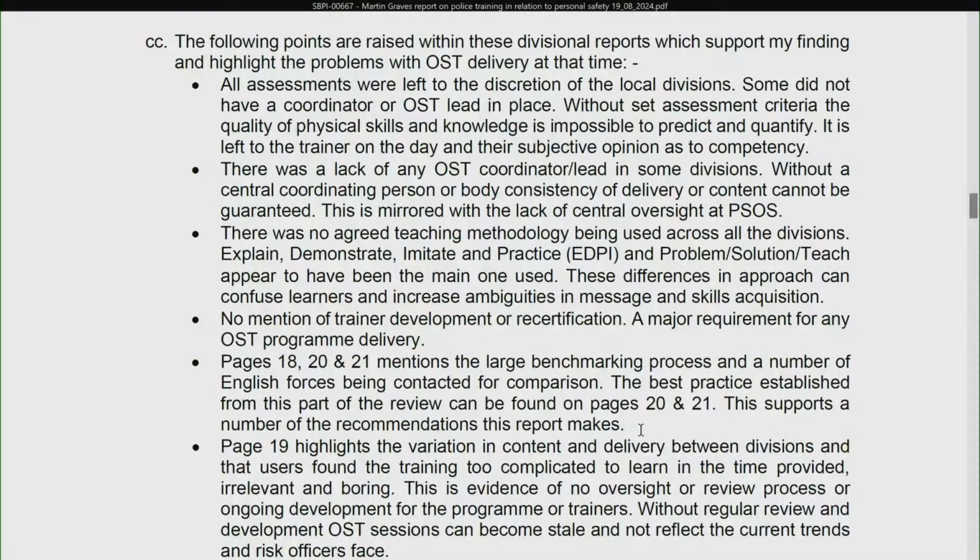And there are 9 bullet points listed on page 11, and I'd just briefly like to go through them to make sure we've covered absolutely everything that you summarise here. And you say the following points are raised within these divisional reports which support my findings and highlight the problems with OST delivery at that time. And that was in the period leading up to May 2015.